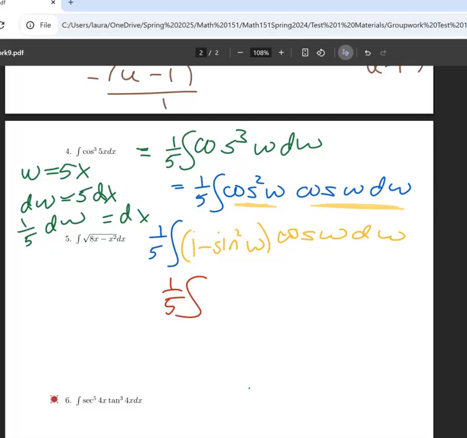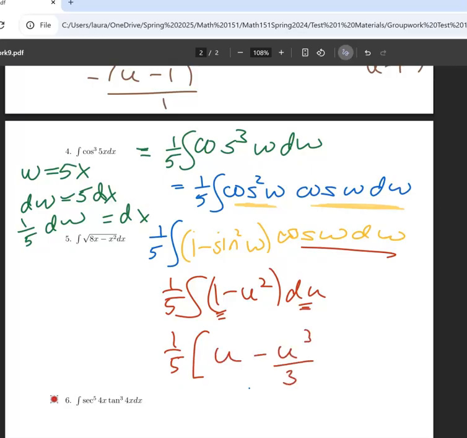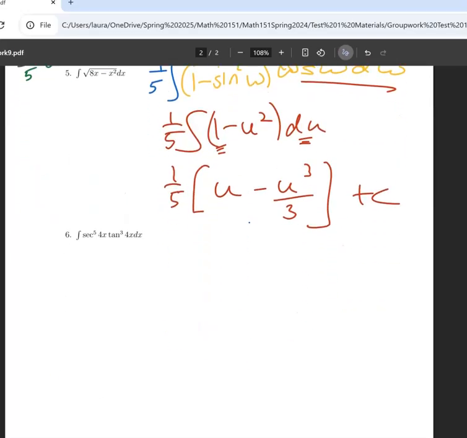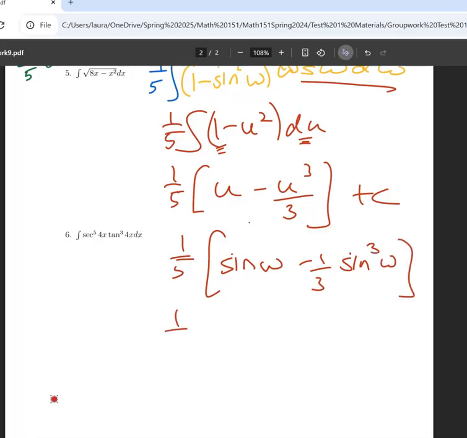So I'd have 1/5, 1 minus u squared, and all of this is du. Carry the 1/5, take the antiderivative. Remember, the antiderivative of 1 in u land is u, minus u cubed over 3 plus a c, times 1/5, and then I'm going to put the u back in, which is sine of w. Remember? Oops. I was thinking that and just didn't write it. Sine of w minus 1/3 sine cubed of w. And then the last step is to put the w back in, which is the 5x. Lots to keep track of.